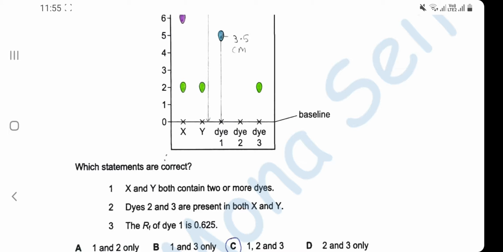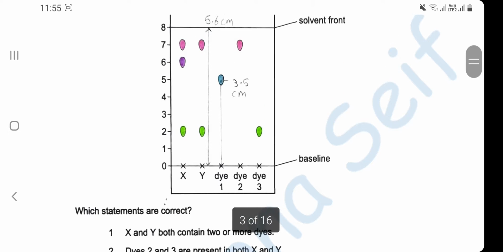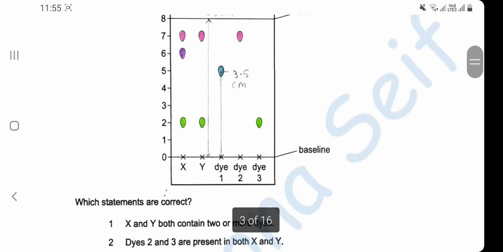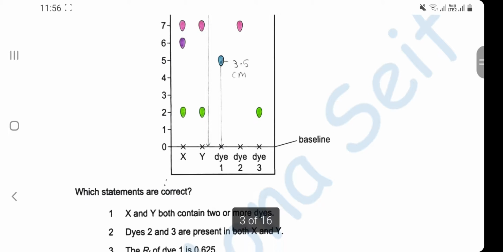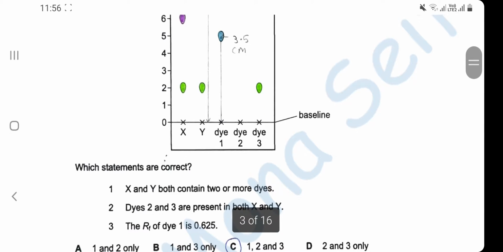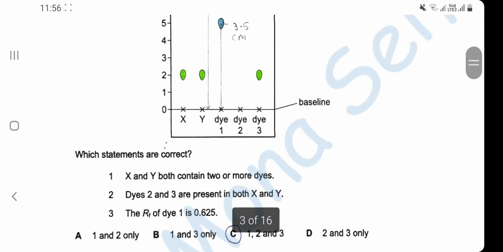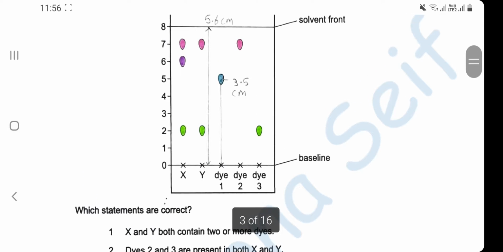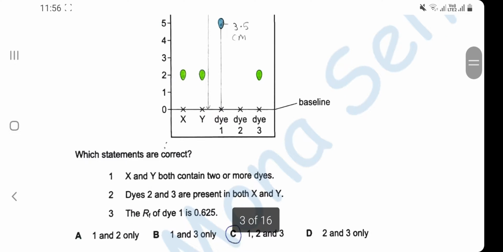X and Y both contain 2 or more dyes. 2 or more means 2 and above. So X and Y contain 2 or more dyes. This is correct. X contains 3 and Y contains 2. Dyes 2 and 3 present in both X and Y. Dye 3, which has a green color here, is present in both X and Y, and dye 2, which has the pink color, is present also in both X and Y, so statement 2 is also correct.